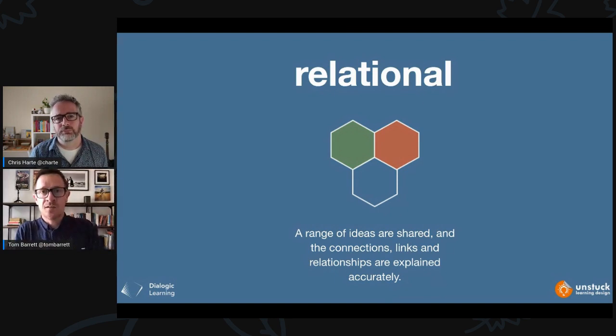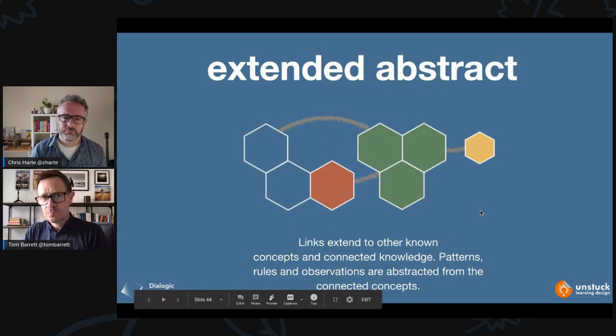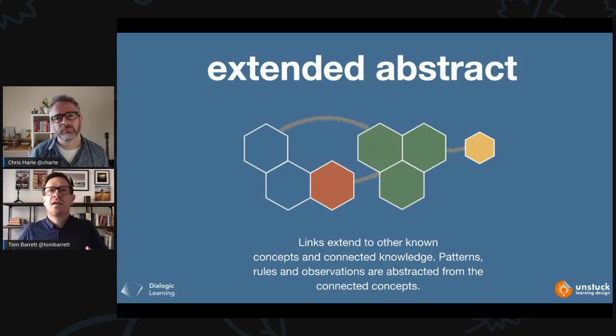Let's look at the last one, and then we're going to look again at the overall framework and just make sure that you're clear about the whole structure. So relational is our fourth level, and the last one is called the extended abstract. The extended abstract does what it says on the tin, okay? It extends, and we are abstracting.